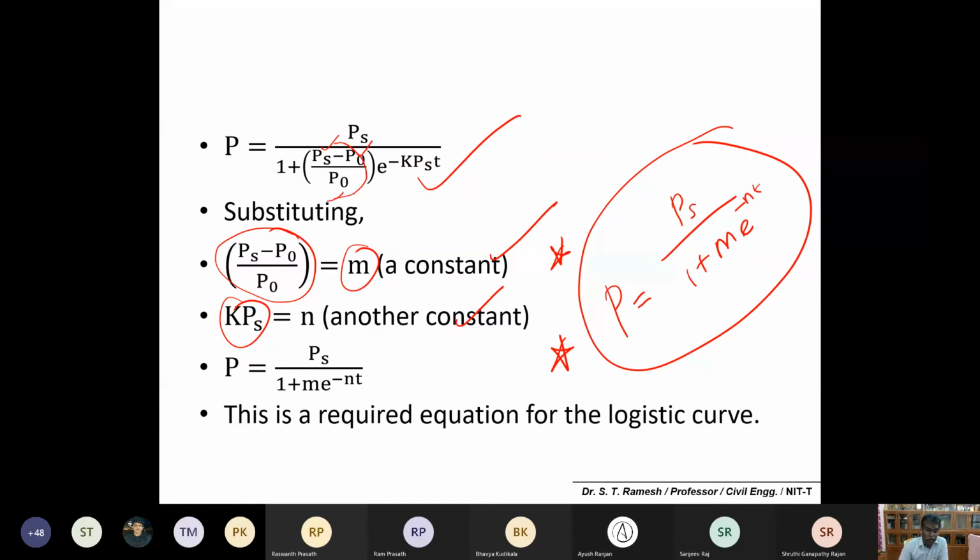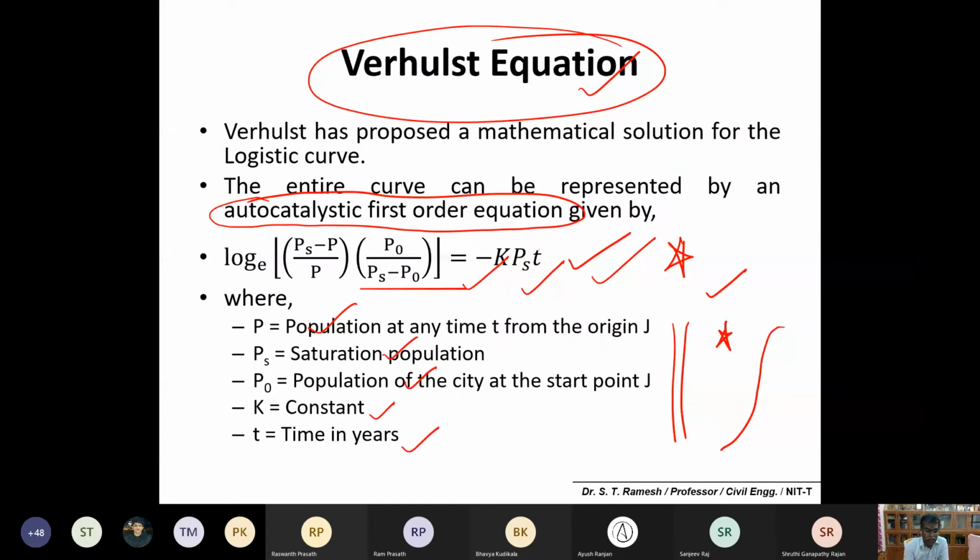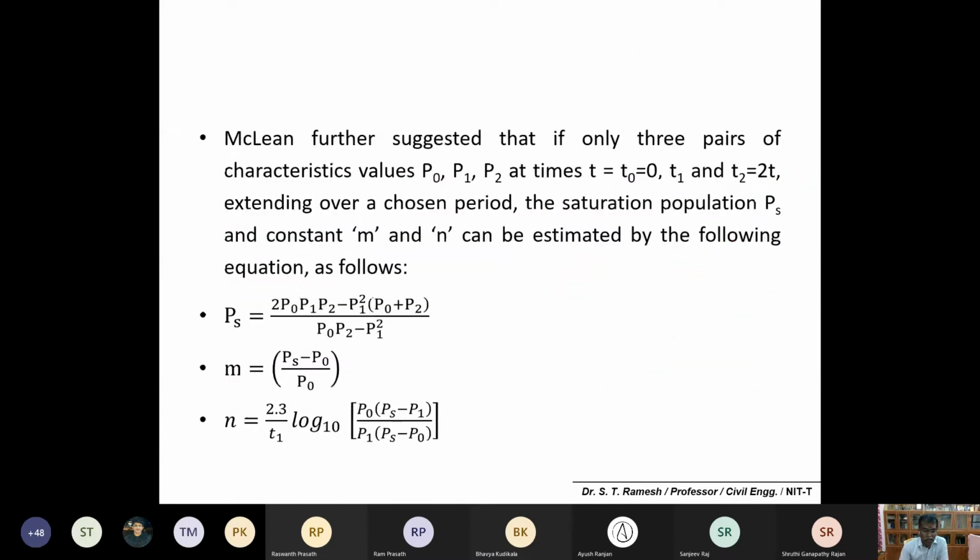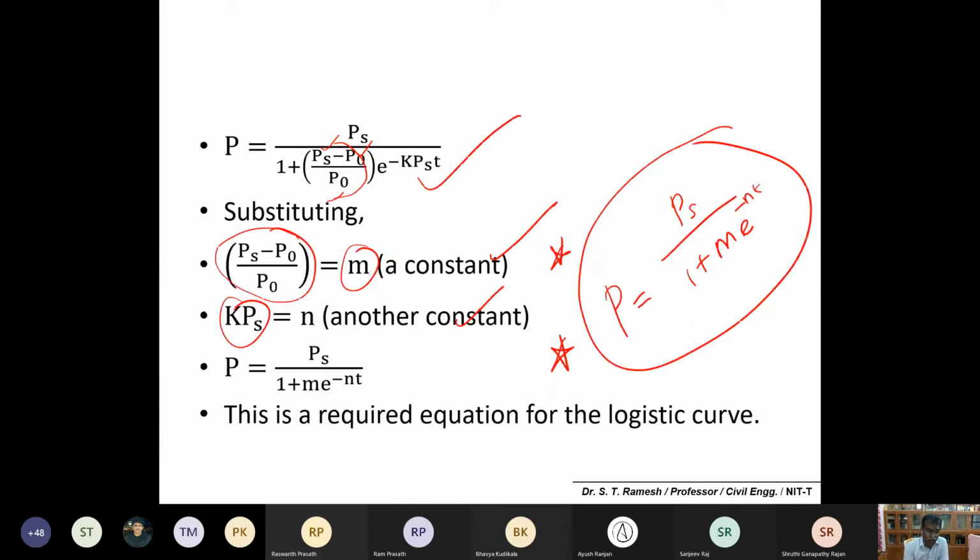Because Ps, the saturation population, is constant, and P0, the initial population, is also constant, together you can take it as a constant. And k, as we discussed previously, is also a constant, and k multiplied by Ps is again a constant value. So k into Ps you can make another constant N. Thereby P becomes Ps divided by 1 plus M into e power minus N into t. So this is the required equation for the logistic curve. Is it okay?